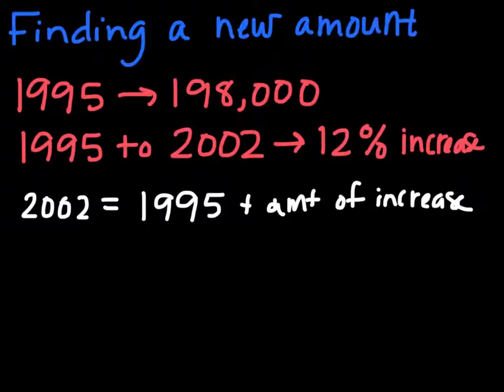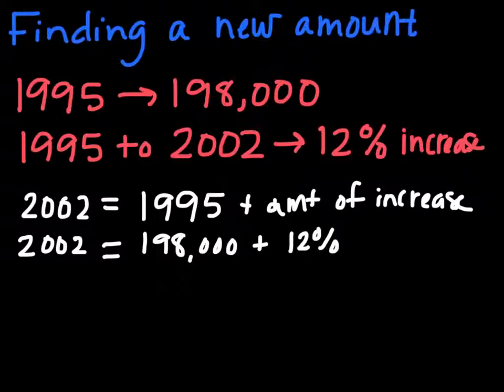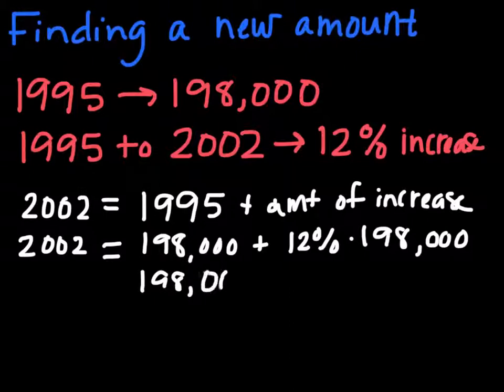Let's substitute what we know. We're solving for 2002. And remember, I'm using that as a variable, not as a number I'm going to work with. In 1995, we had 198,000 spectators plus a 12% increase over 198,000. So 12% of 198,000. I'm going to rewrite this with my percent as a decimal.